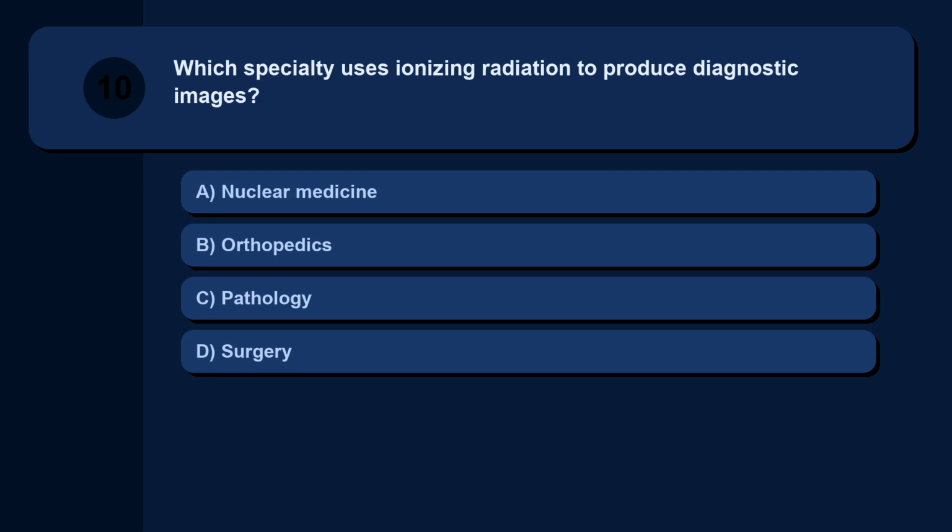Question 10. Which specialty uses ionizing radiation to produce diagnostic images? Nuclear medicine, orthopedics, pathology, surgery. Nuclear medicine uses small amounts of radioactive materials, ionizing radiation, to create diagnostic images of organ function and structure.